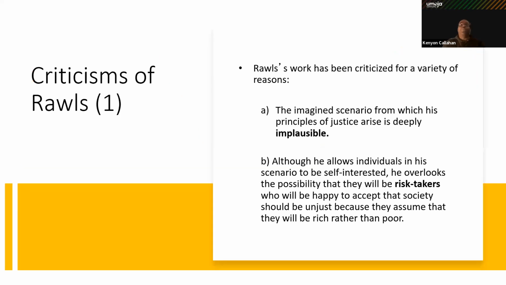Now, there are criticisms of Rawls, right? Some people have said that it's you imagining a scenario in which his principles of justice arise, and it is deeply implausible. So they argued that they were not real. And although he allows individuals in his scenario to be self-interested, he overlooks the possibility that they would be risk takers. So it's this idea that everybody's not the same. Some people take more risk than others.